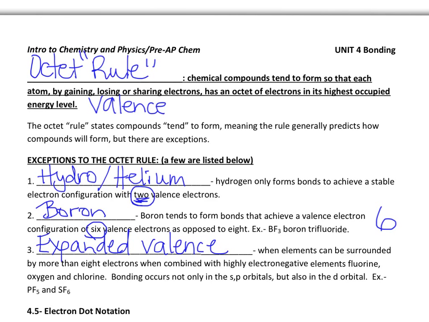I will let you explore these exceptions as we learn about Lewis dot structures, and I think it will make more sense then. But just remember, even with the exceptions, they are going to want to do what they're doing because they have the lowest potential energy in those particular configurations.